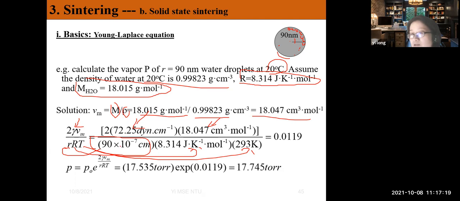Then this one is going to be the exponential, which will be 0.0119. And as I said, P_0 is also a constant, which can be found in the reference. Now we know that if your water droplet is 90 nanometer, the pressure inside is going to equal 17.745. So outside is what?